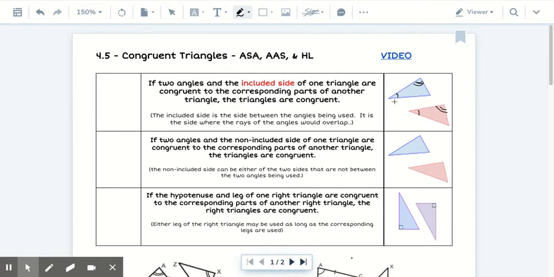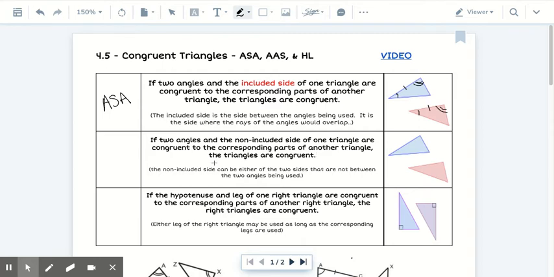And then the included side would be the one that connects those two angles. It is a side of both of those angles. So if the two angles and the included side are congruent, then the two triangles are congruent. We would call this one angle side angle, ASA.